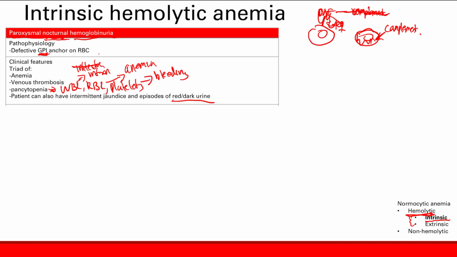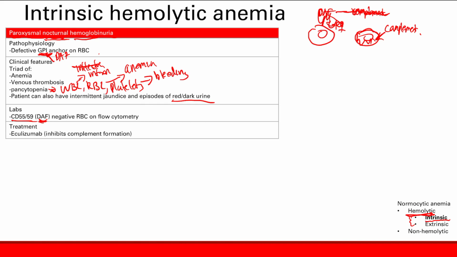So for labs, what are we going to see? What we do is we test for the presence of GPI and DAF. Okay, you do flow cytometry, you look for CD55 or 59, and that's basically just DAF. So you look for DAF on flow cytometry, and obviously these guys are not going to have DAF, so they're going to be DAF CD55, 59 negative red blood cells. Now when you treat this, you give them eculizumab, and this inhibits complement formation, because remember that's the problem here.